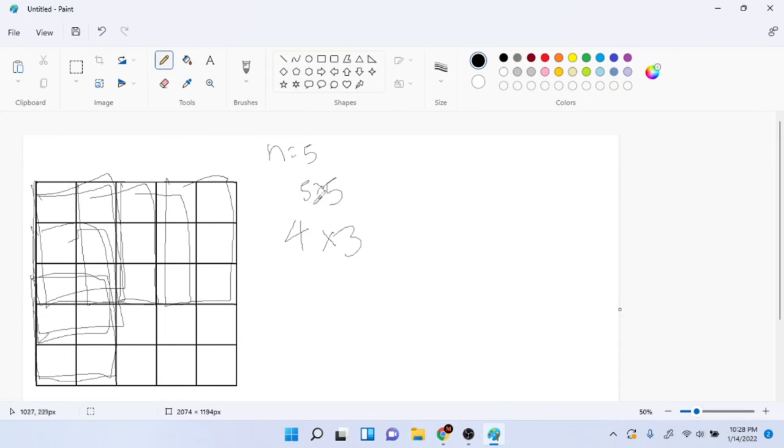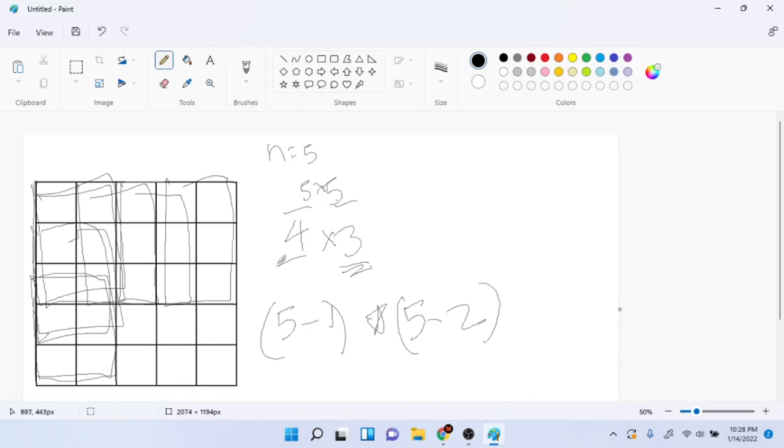So if we want to generalize it, remember our n is equal to 5. We're going to need to generalize these two based on n equal to 5. So what is 4 representing in terms of 5? It's 5 minus 1. And what is 3 represent in terms of 5? It's 5 minus 2. So this would be our answer, right? 4 is equal to 5 minus 1, and 3 is equal to 5 minus 2.